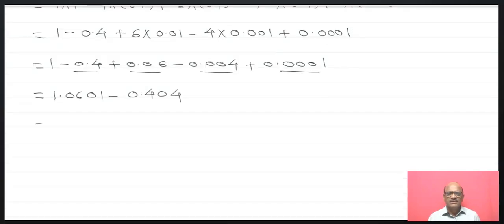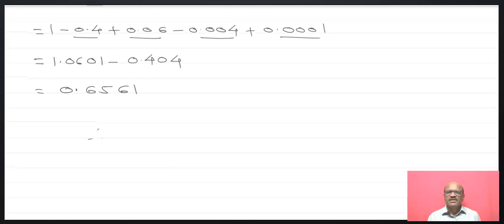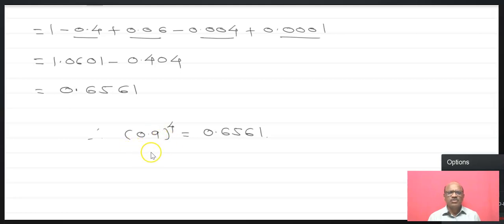We will add the positive terms. If you add it, then you will get 1.0601, that is the underlined terms, and the negative terms, they are 0.404. And make their subtraction. You will get, this is the answer. This is the answer, that is 0.9 bracket raised to 4 is equal to 0.6561.